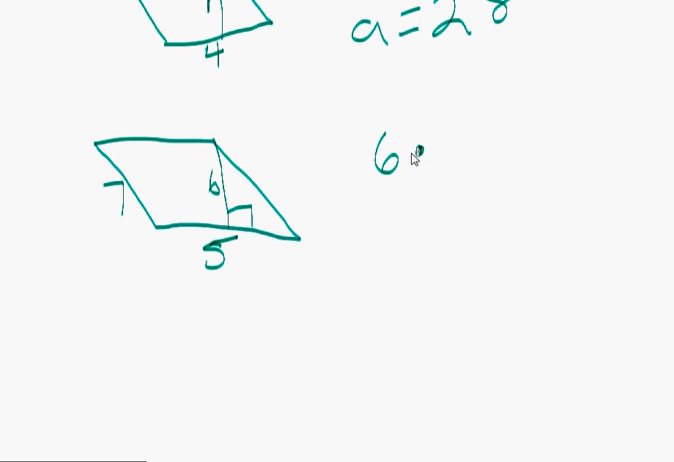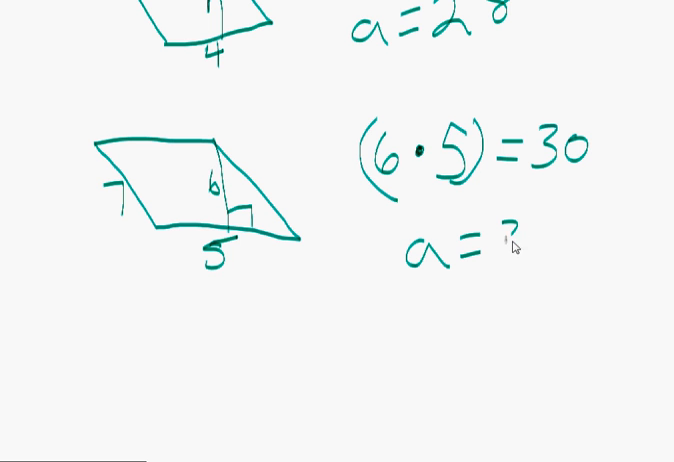Well, we need to find our base. Well, is this the base, or is this the base? The base is always what goes down to form the 90-degree angle. So this 5 is the base. You can tell because this height goes down and hits the base to form the 90-degree angle. So it is then a 5, and as we know, 6 times 5 equals 30. So my area equals 30.